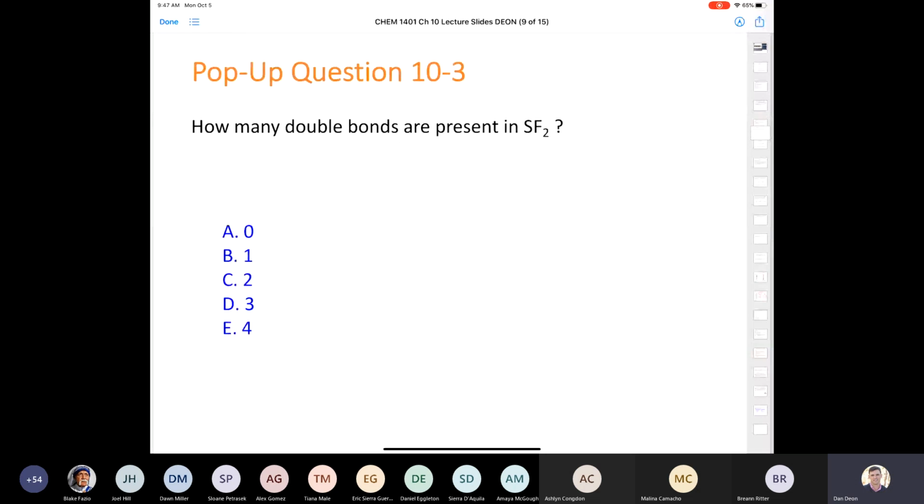Let's give this one a shot. Okay, 10.3. I'm going to give you a second just to try and draw the Lewis structure of SF2. Don't Google it. See if you can draw it. I'll give you a minute to think about it.